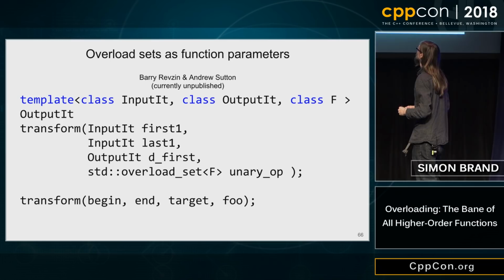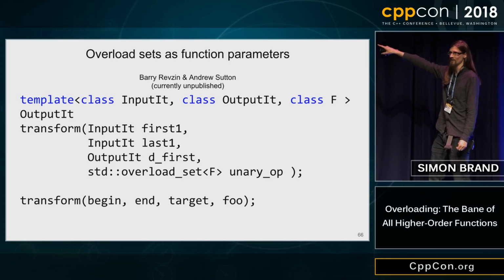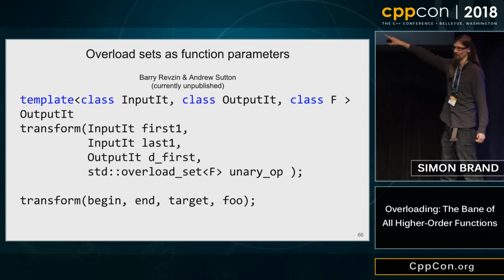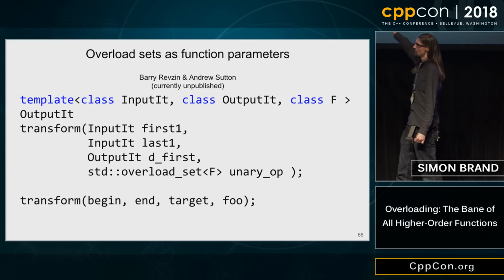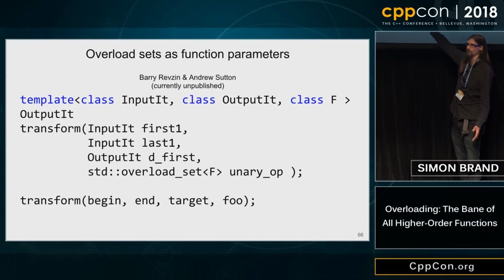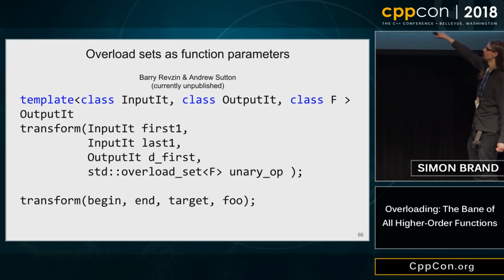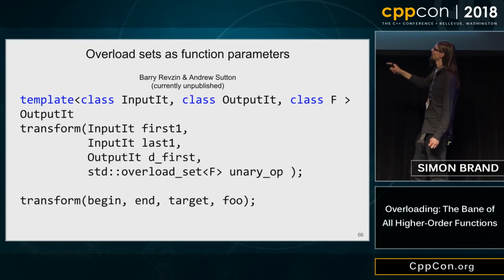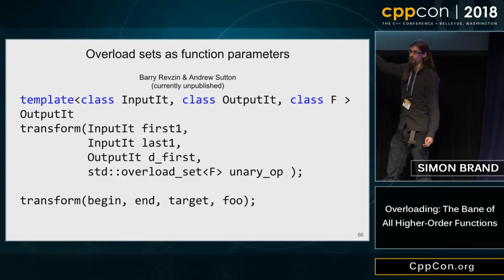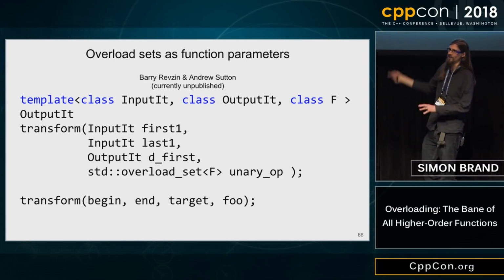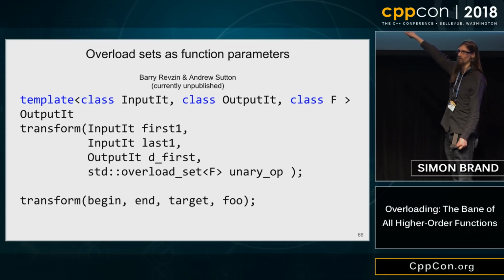What is F? Oh, that is a very good question. F is deduced here and has some very complex deduction rules for what it ends up being. If foo is just a non-overloaded function, then F is going to be a function pointer. If foo is a lambda, then F is going to be deduced to the lambda type. If foo is an overloaded function, then it's going to essentially synthesize some type which represents the overload set, and that's going to be the type of F.